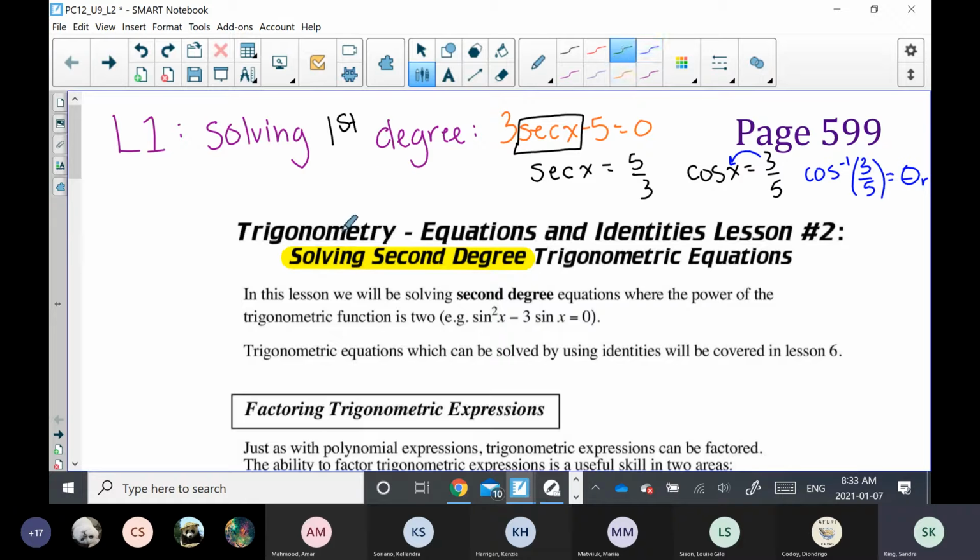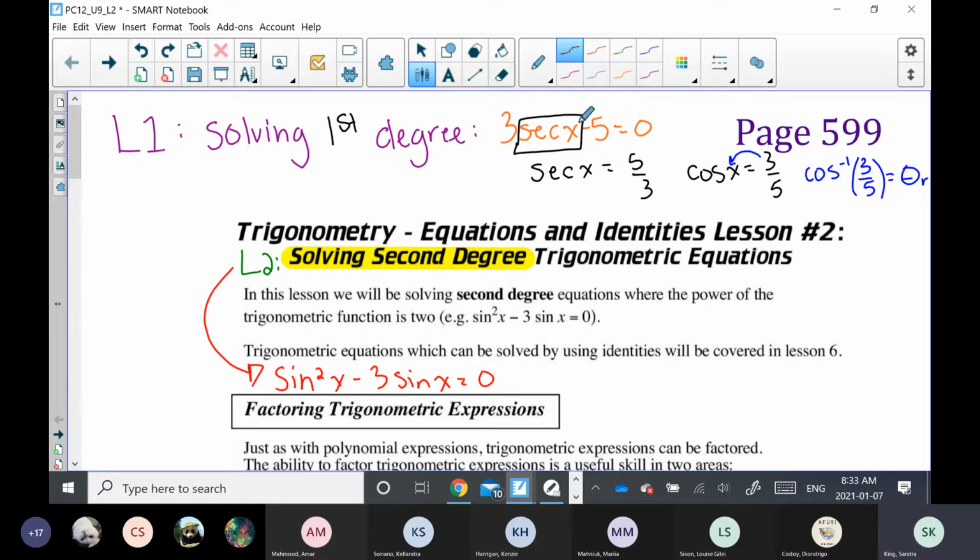What lesson 2 is, so lesson 2 is on solving second degree trig ratios. And what that means is there's going to be a square for lesson 2. So an example that we're going to be solving today is something like this: sine squared x minus 3 sine x is equal to 0. So we're going to be doing the exact same methods as yesterday, except we're going to be dealing with squares.